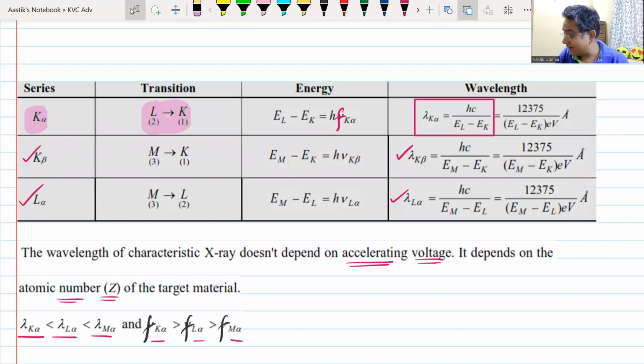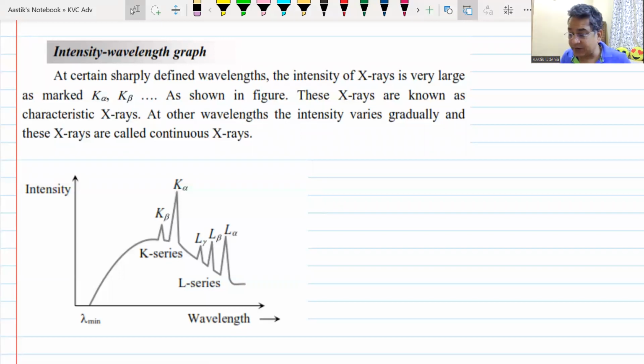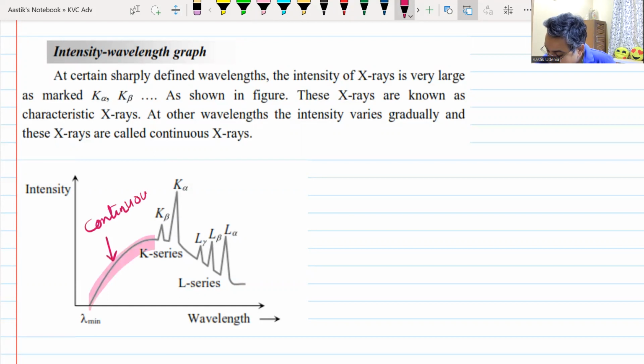Let's move ahead and see the intensity versus wavelength graph. The complete intensity versus wavelength graph will look like this. This pink line that you see is continuous X-ray. This pink line will be continuous X-rays, and they will be continuous always. They will extend till infinity. Do we understand this? Yes.